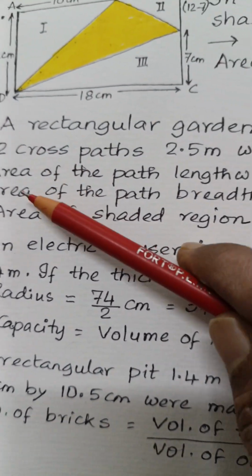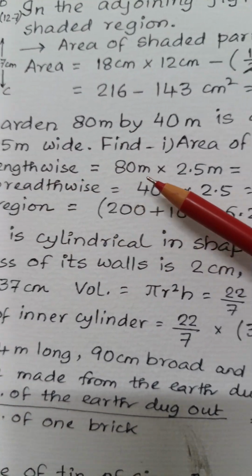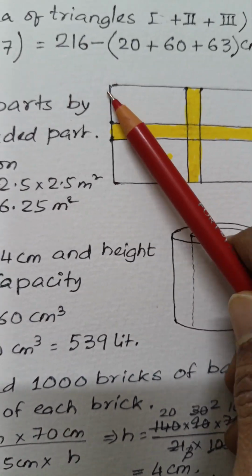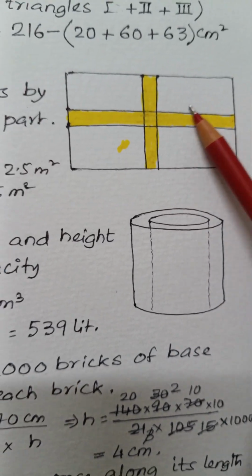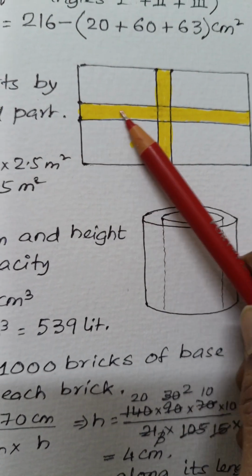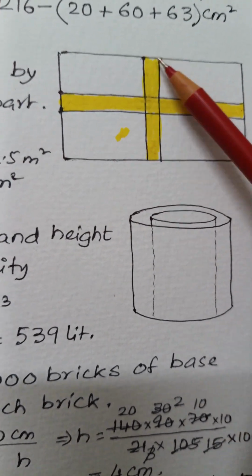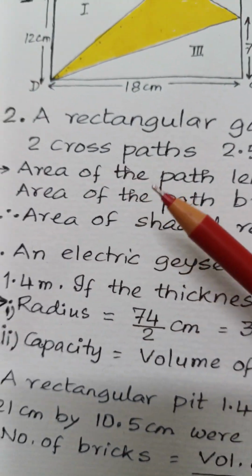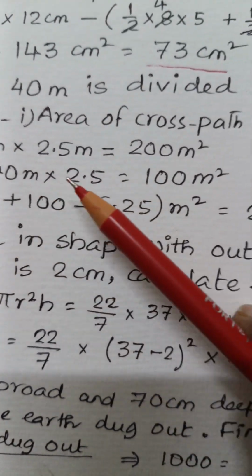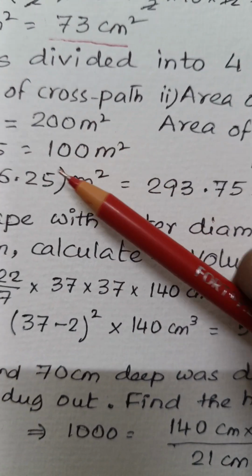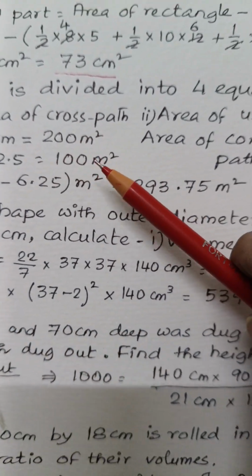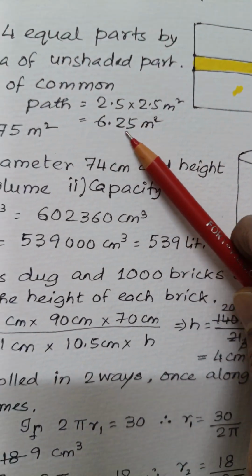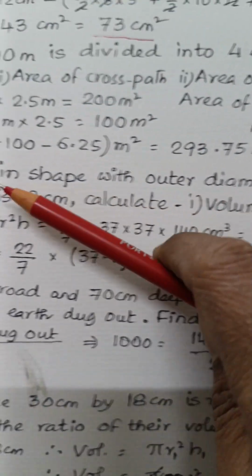Now how to find it? Area of the path lengthwise is equal to 80 into 2.5, where 2.5 is the breadth and 80 is the length. You have to calculate it like this. This is lengthwise and this is breadthwise. Then area of the path breadthwise is 40 into 2.5, that is 100 square meter. This is 200 square meter. The area of the common path is 2.5 into 2.5, that is 6.25 meter square.